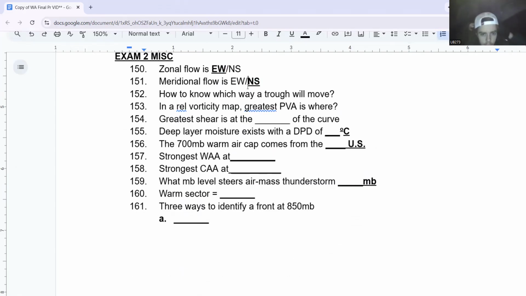How do you know which way a trough will move? You just look at the way the jet stream looks. So let's say the jet stream looks like this. This is the trough. It's going to move at first north or east. That's kind of northeast eventually, but really just east at first. And if it's like this, then you just look at what's exactly to the right of the trough to know. That's how you do it.